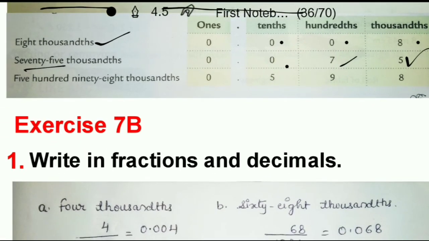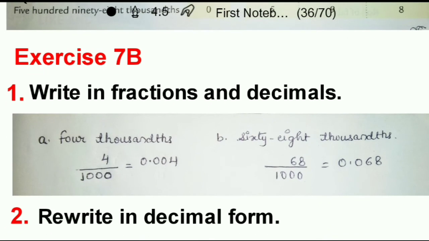Next, exercise 7b. In this one, write in fractions and decimals. So the question is 4 upon 1000. See here 1, 2, 3 zeros. It means we want 3 numbers in the numerator, but we are having only one number. So we write the one number, and before that we can put 0s, because after the decimal we want 3 numbers. So 1, 2 and 3.